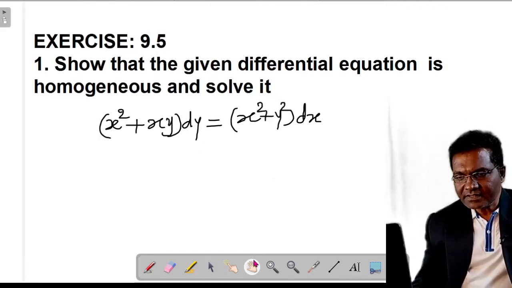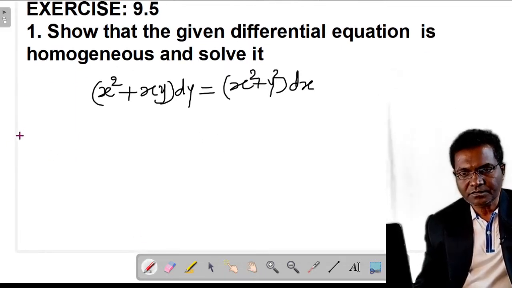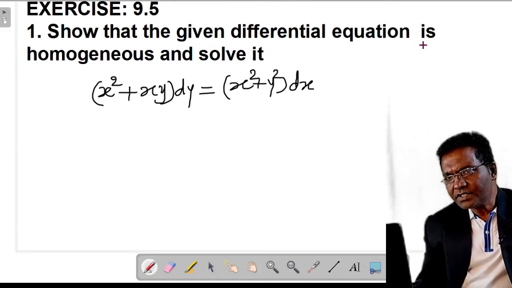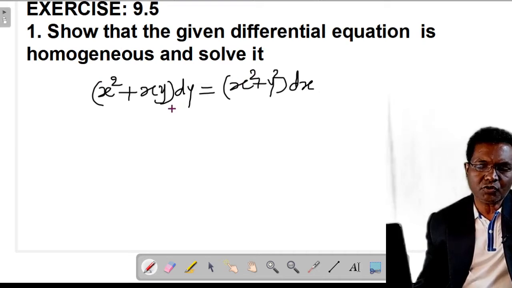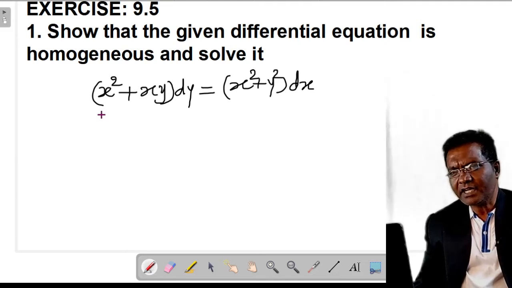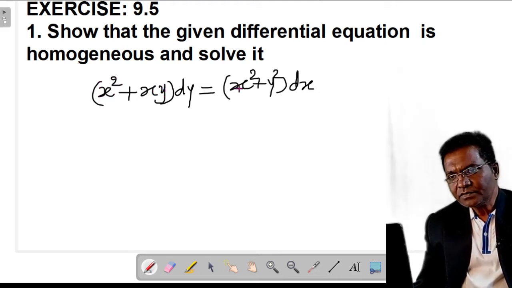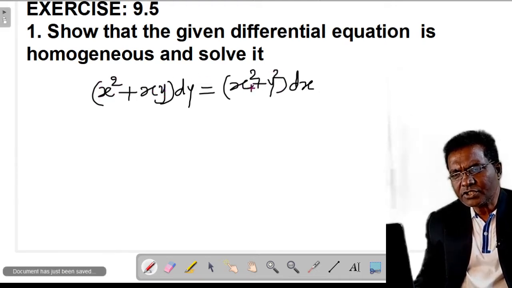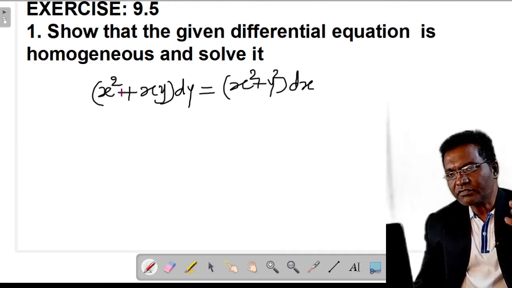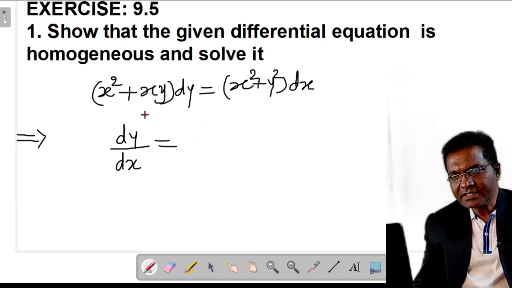So here is the first example of exercise 9.5. Show that the given differential equation is homogeneous and solve it. Looking at the differential equation, very easily it can be identified. Look at this. The degree of this is 2, and x into y means 1 plus 1, 2. So the degree of each term used to be the same if it is in terms of powers of x and y. In such a case, first you need to express it in the form of dy by dx. So bring dx to this side and transfer this side.